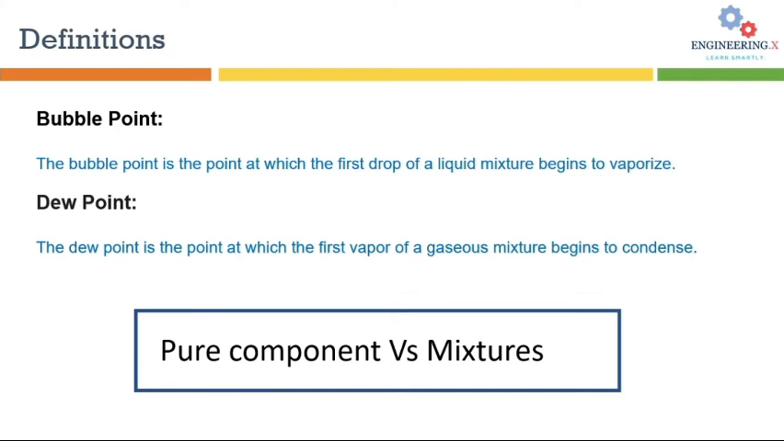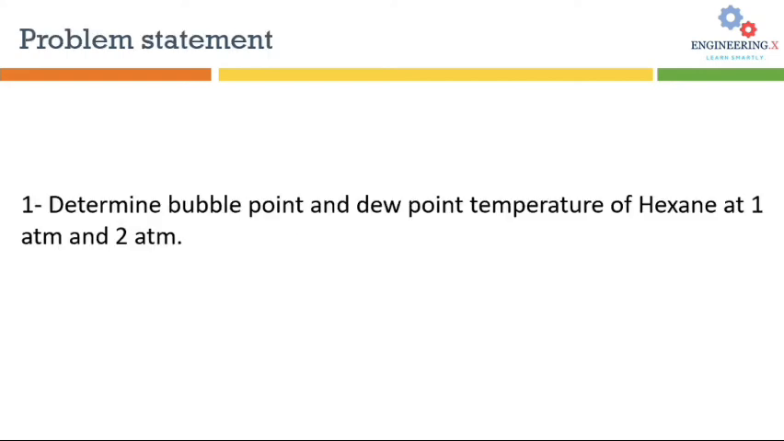Now, let's practice these concepts in HYSYS. First, we will solve a problem to determine bubble point and dew point of a pure component. The problem statement is to calculate bubble point and dew point temperature of hexane at 1 atmospheric pressure and 2 atmospheric pressure. Let's move to the HYSYS environment to solve this problem.